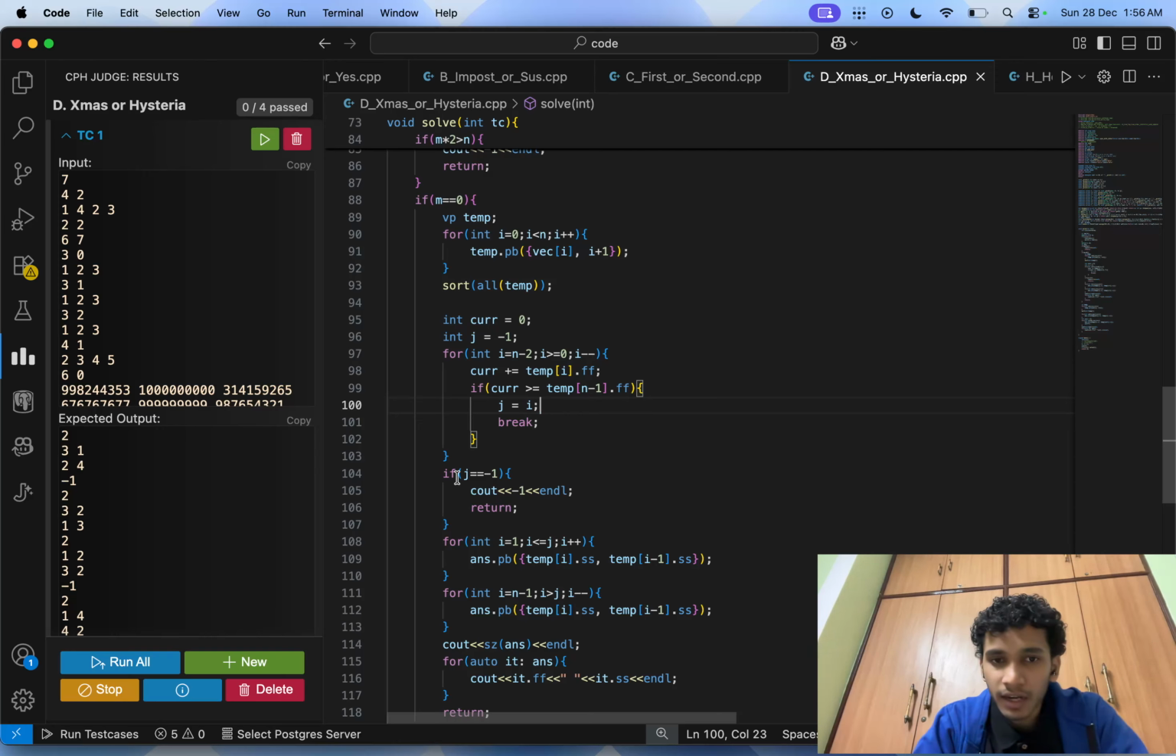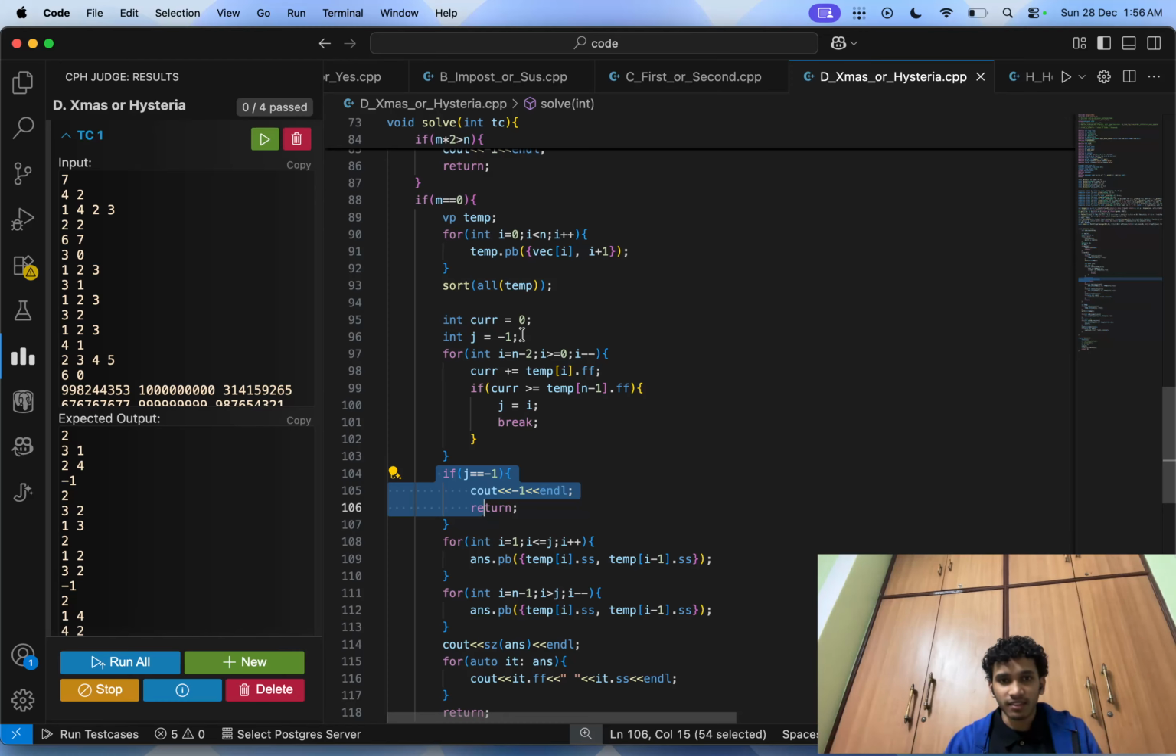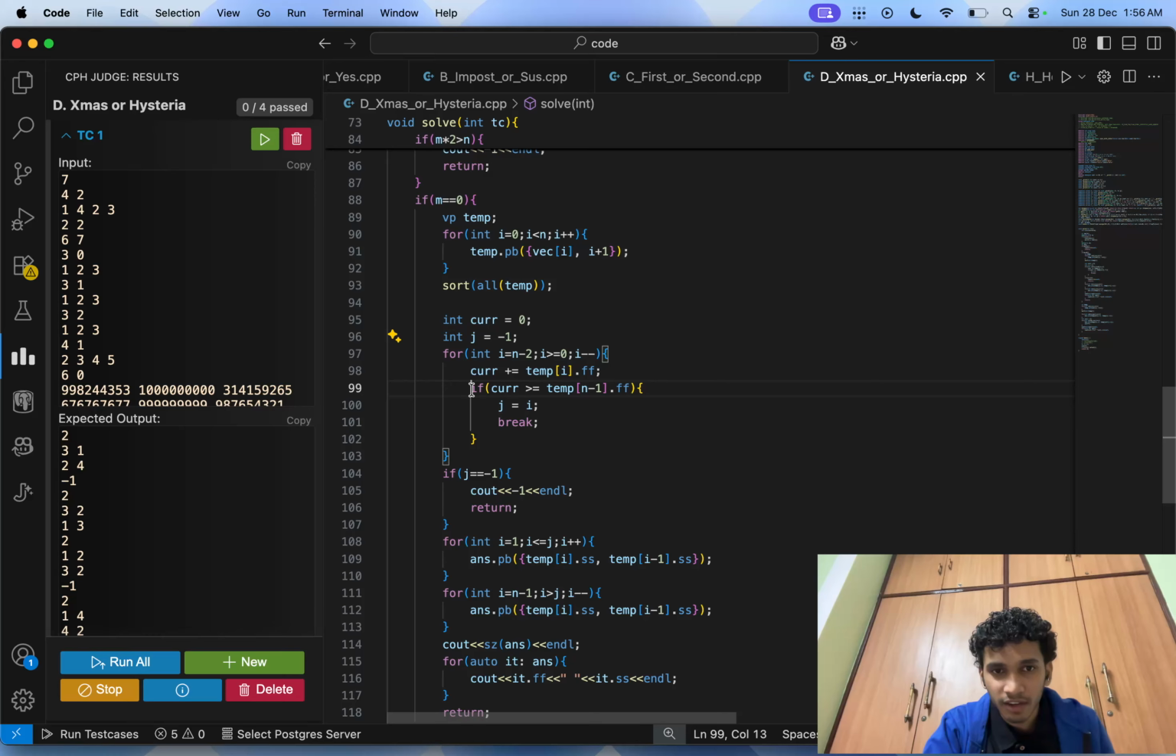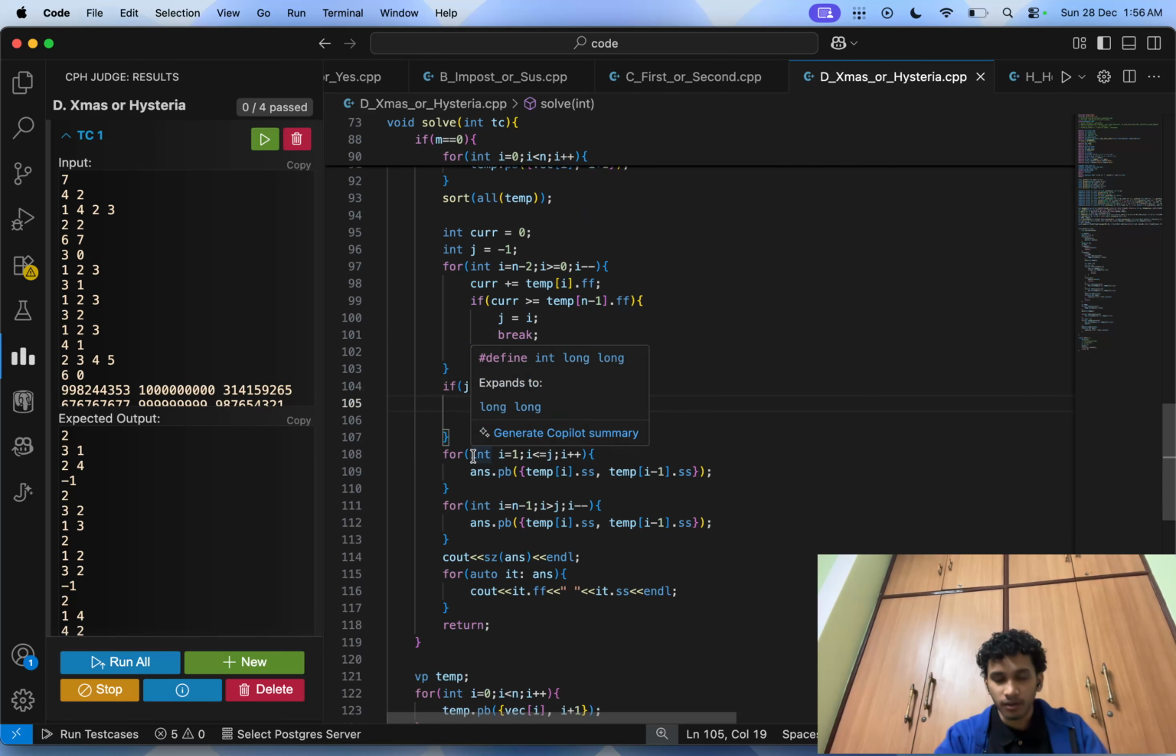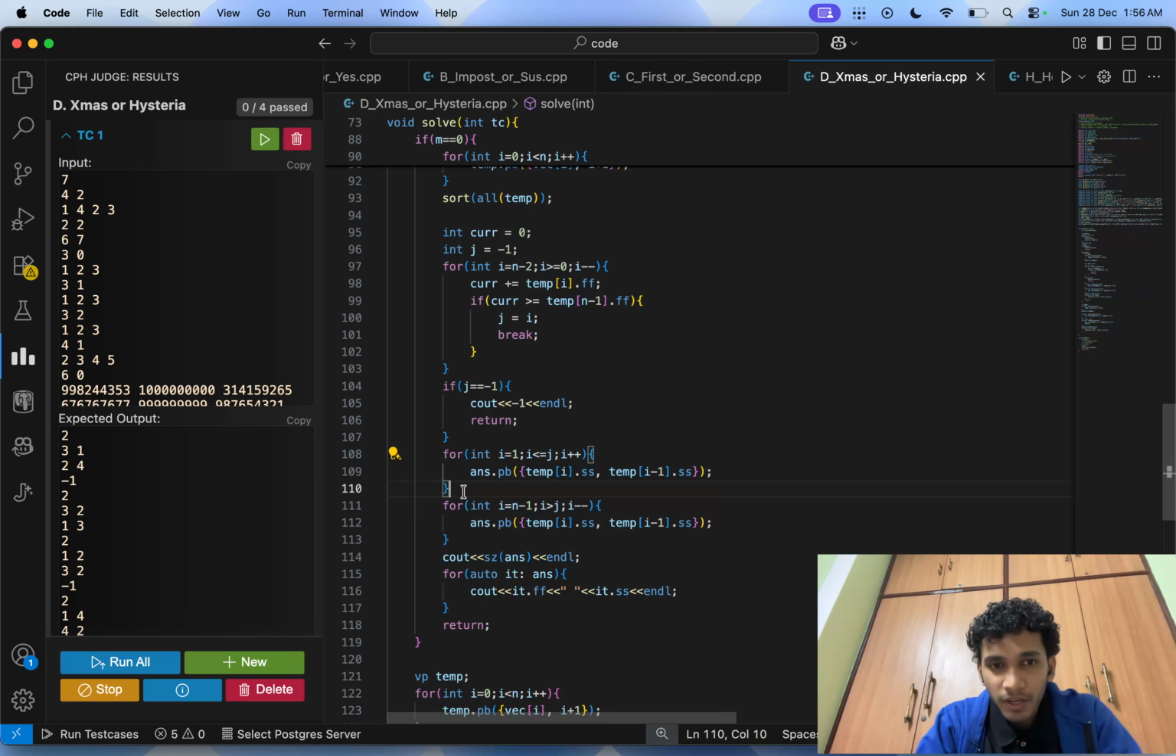Break right here, and if j is equal to -1, that is, no particular index exists, meaning this condition has never been fulfilled, so j is -1. Print -1 and return right there. If such an index exists, what did we say? Apply the operation on the prefix up until j. How? The ith element attacks the i minus 1th element, so that the criterion of every element having attacked one element is fulfilled.